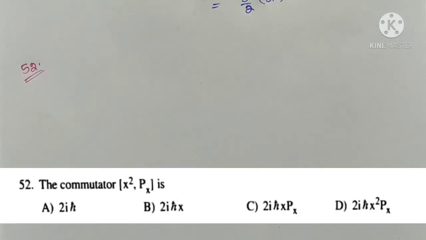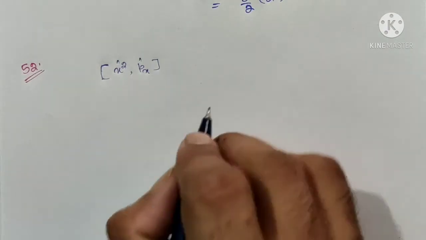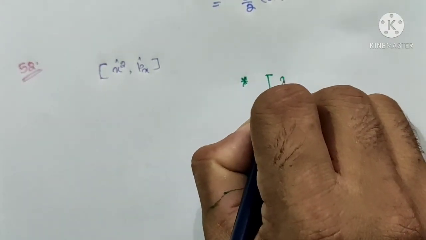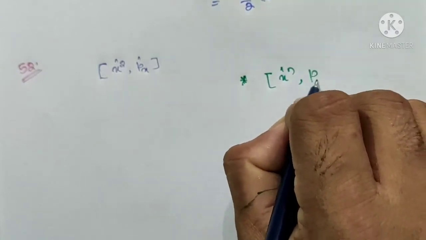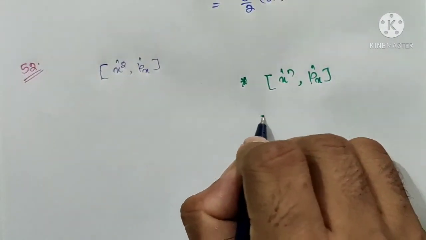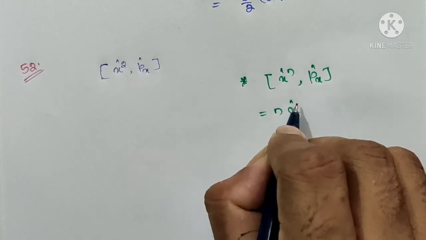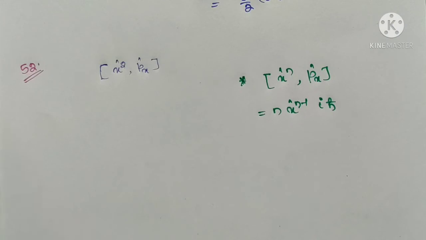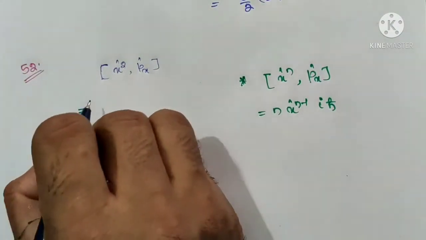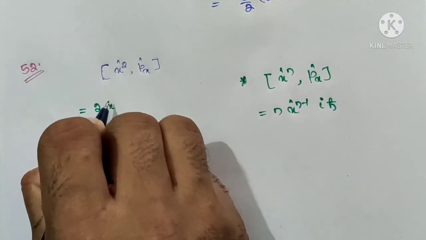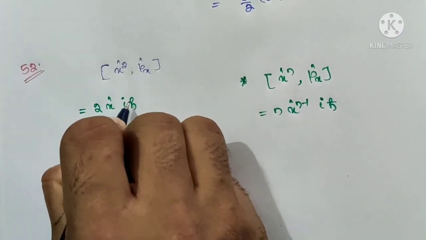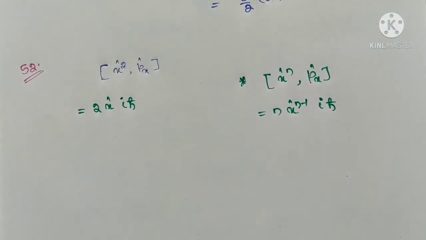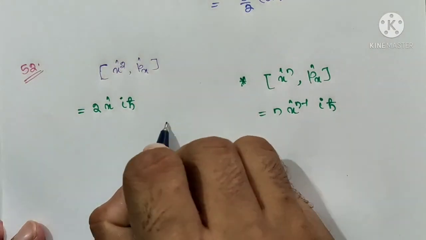Question number 52. The commutator of x square and px is, we have to find this commutator bracket, and we know that the commutator of x^n and px equals n x to the power n minus 1 times i h cut. So for the given commutator bracket, it is equal to 2 x cap i h cut. So your correct option is option B.